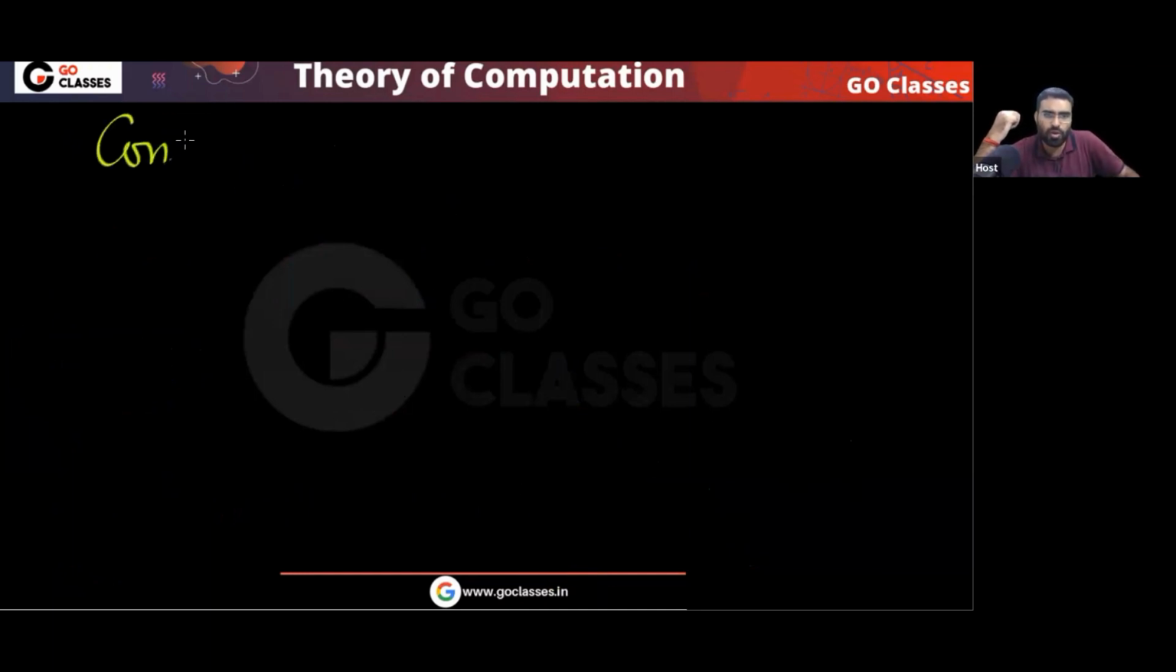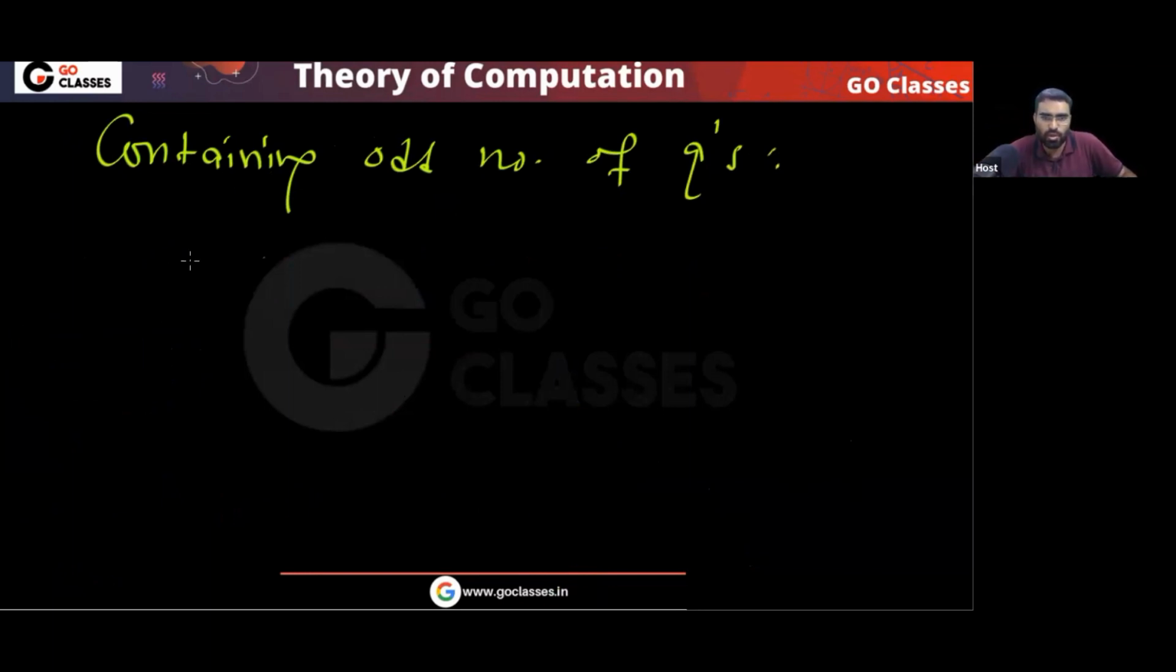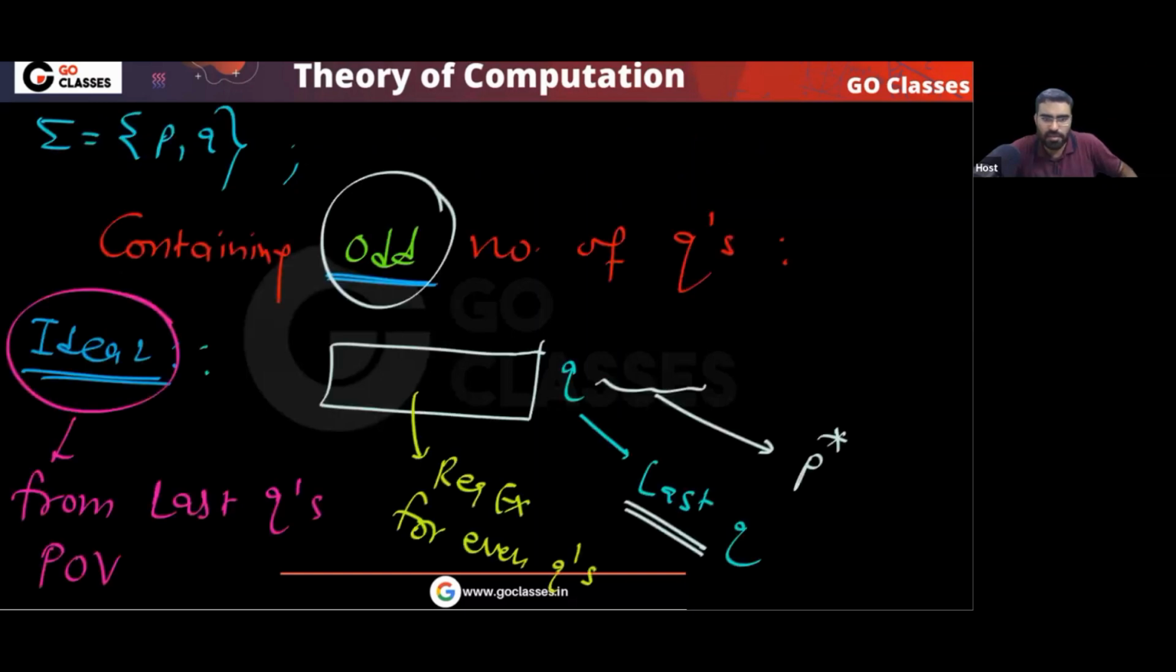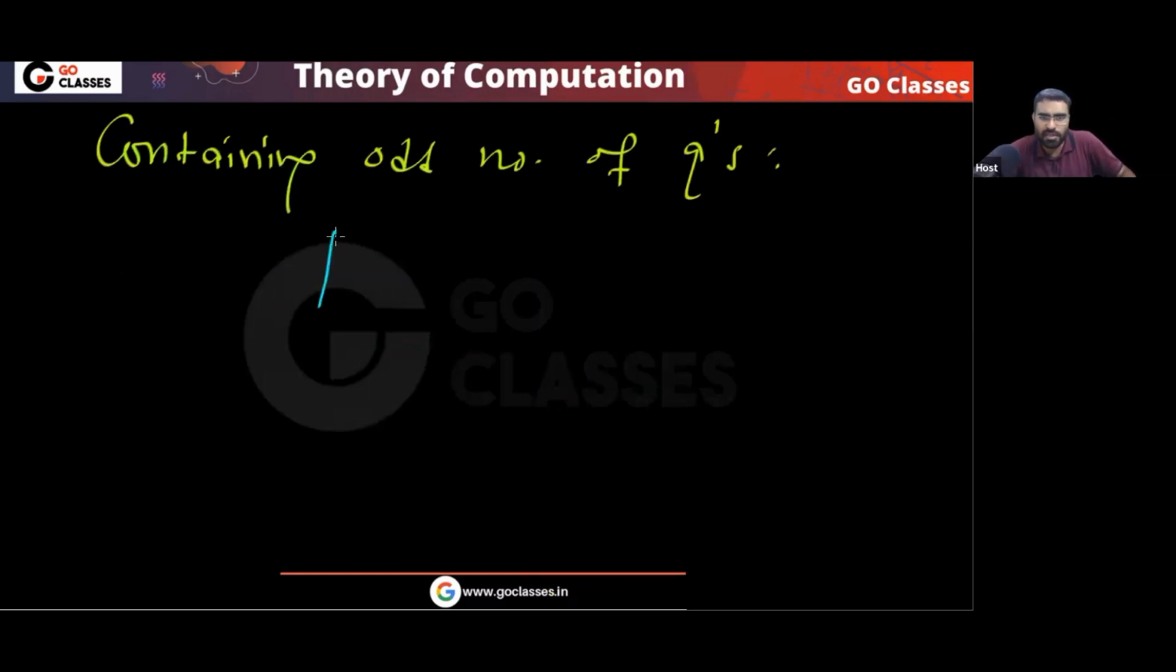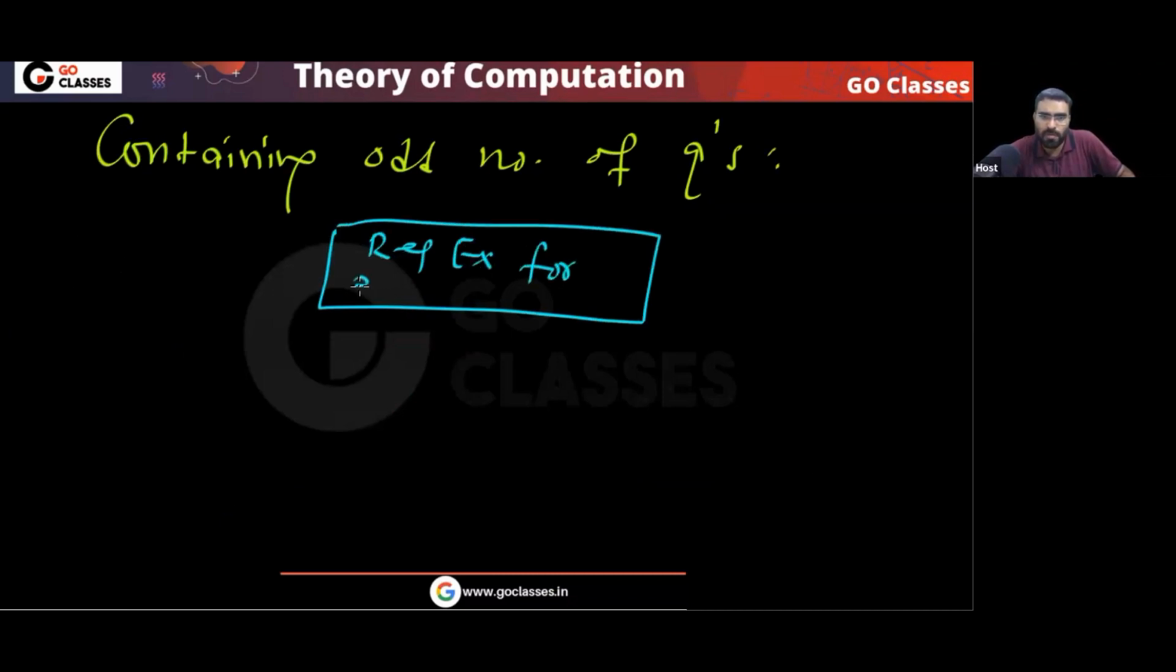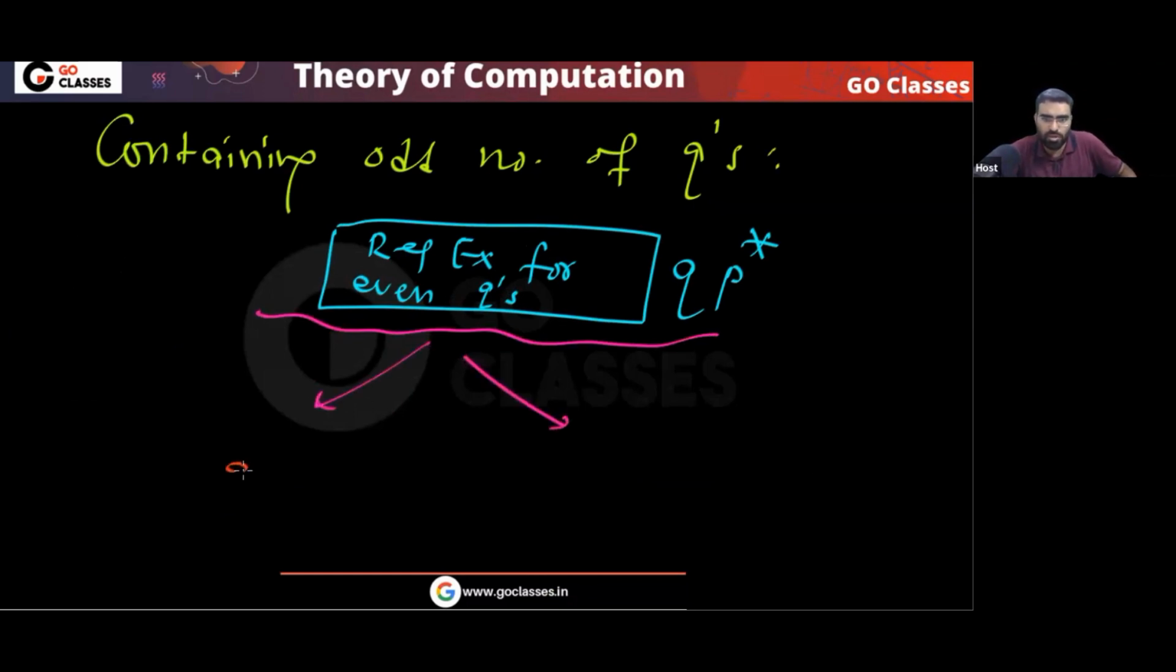Now, again, you can write the answer. Containing an odd number of Q's, what expressions can you write? You can write two expressions. This is your final answer: here you write the regular expression for an even number of Q's, and here you put Q P star. Very simple. From this you can create two expressions. This even-number-of-Q's part is fixed, Q P star is fixed.